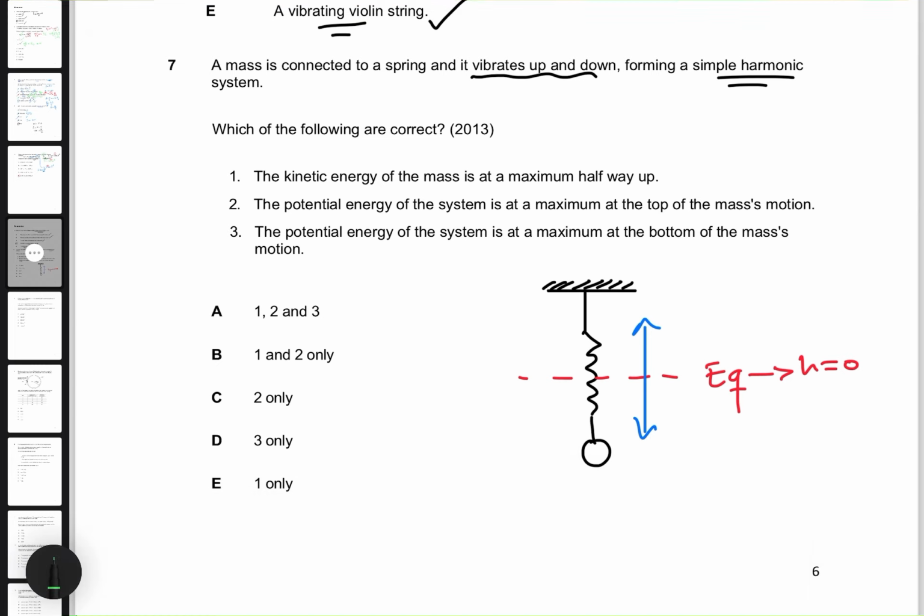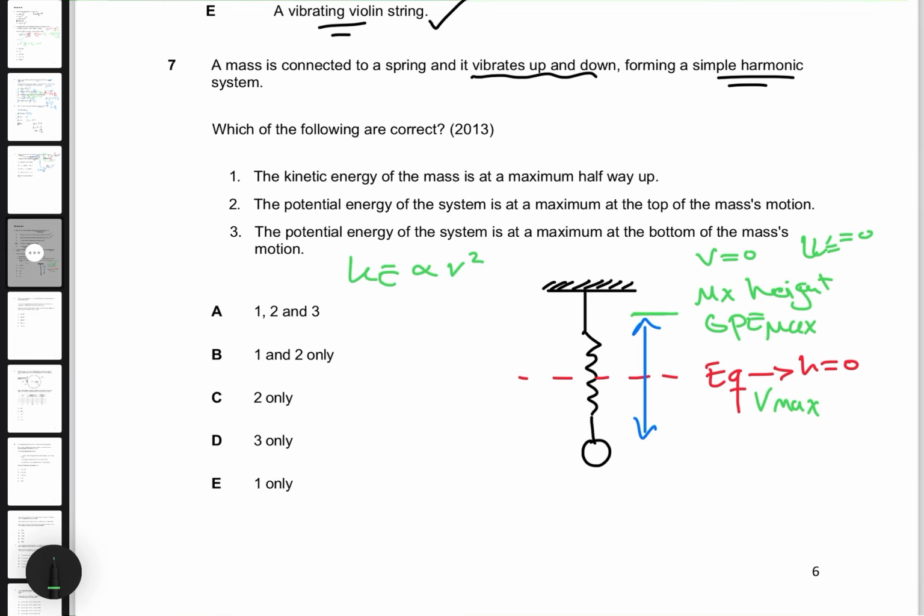So what's going to happen is at the equilibrium position, as the spring passes it, it's going to have its maximum speed. But when it reaches the top part, that's the maximum height. At the maximum height, it's going to have a speed of 0 because it comes to a stop and then falls down again. At the maximum height, we have maximum gravitational potential energy, but kinetic energy is equal to 0. So where is kinetic energy at its maximum? Well, we know that kinetic energy depends on the square of velocity, right? So at the equilibrium point, where height is 0 but velocity is at its maximum, that's where we have the maximum kinetic energy.